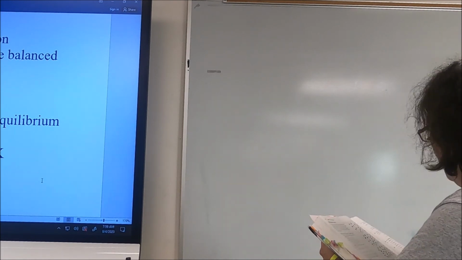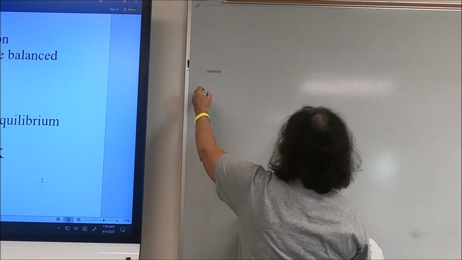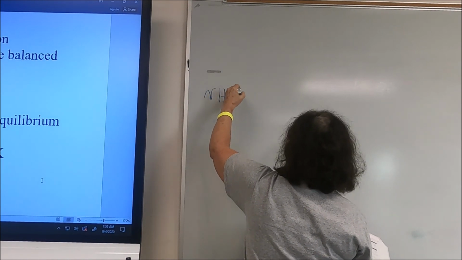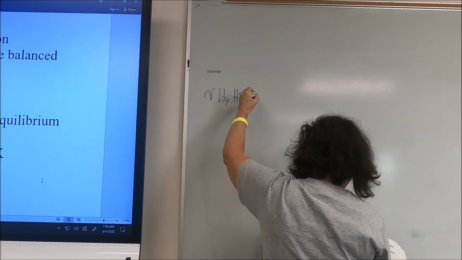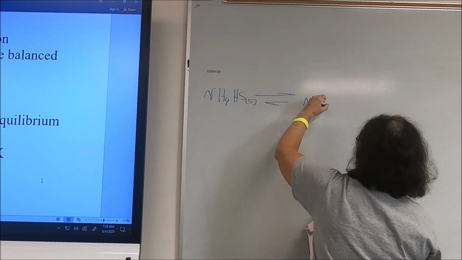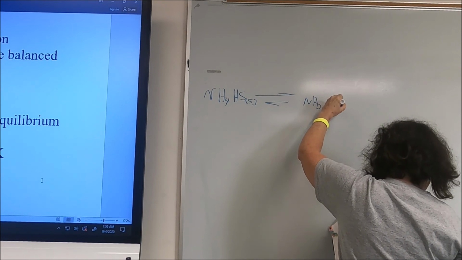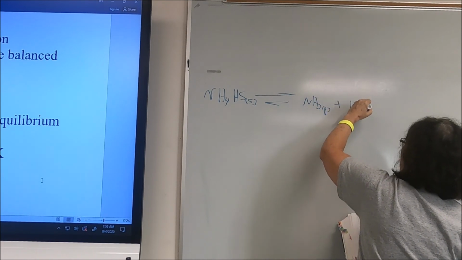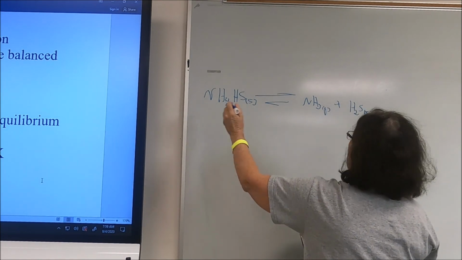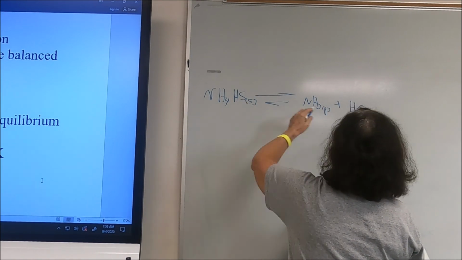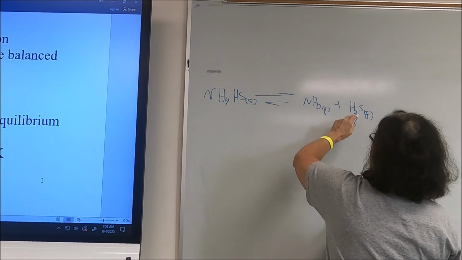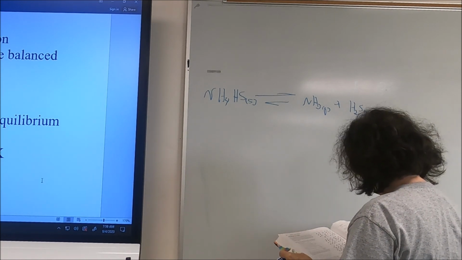It says, consider the reaction NH4HS solid going to NH3 gas plus H2S gas. Okay, now that's a balanced chemical equation: 1 nitrogen, 1 nitrogen, 1 sulfur, 1 sulfur, 4, 5 hydrogens, 3, 4, 5 hydrogens.